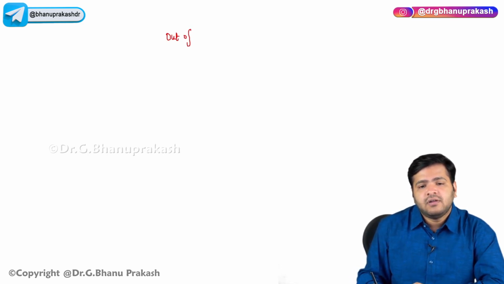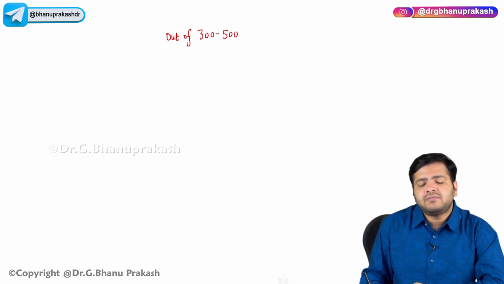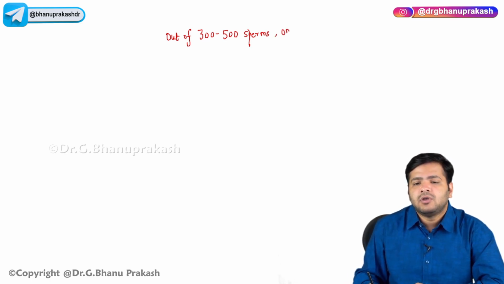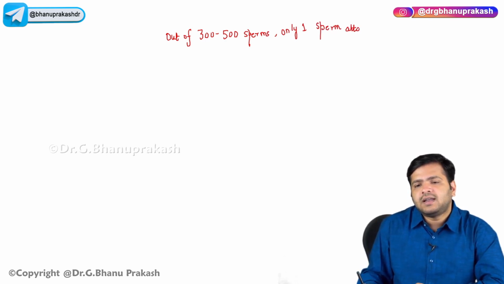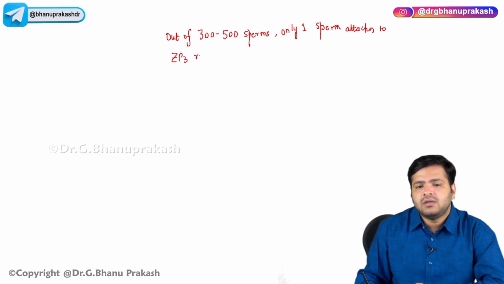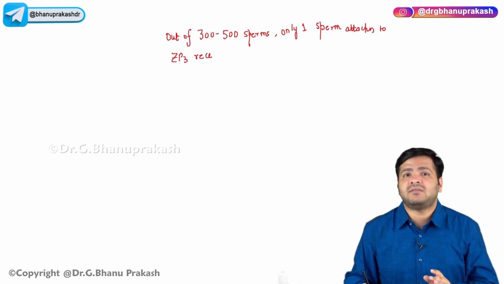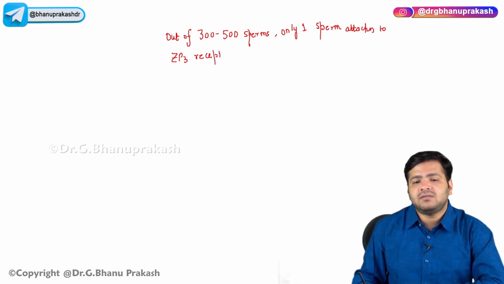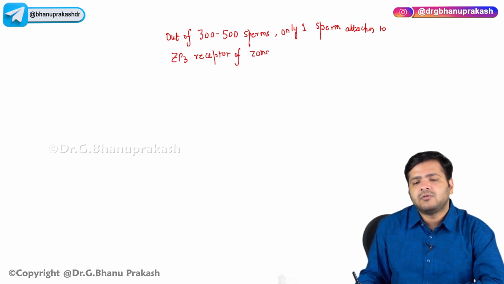Now what will happen after the hyaluronidase has dissolved the corona radiata? Remember that out of 300 to 500 sperms, only one sperm attaches to the ZP3 receptor, that is called the zona pellucida receptor. We have three types, 1, 2 and 3, right? So remember it will attach to the ZP3 receptor of the zona pellucida.